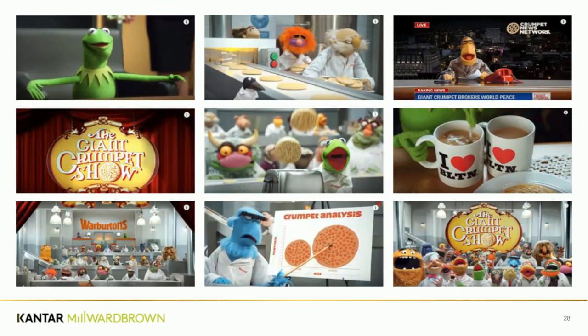So if we move on to look at the next ad, which was the Muppets ad called The Giant Crumpet Show, try to imagine a vast Muppet sing-along extravaganza featuring the entire cast of the Muppets, exactly like one of their TV shows or movies. All the action is set in a crumpet factory with Kermit and Miss Piggy, Fozzie Bear and the entire gang all singing about Warburton's new giant crumpets, which is the product news. There's lots of jokes, there's comedy analysis of the size of the crumpet in the bottom middle there, and there's even a breaking news story about the giant crumpet brokering world peace. So amid all of that content and action, did the new product message actually come across?